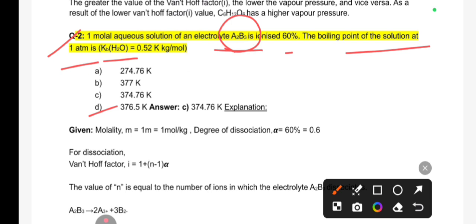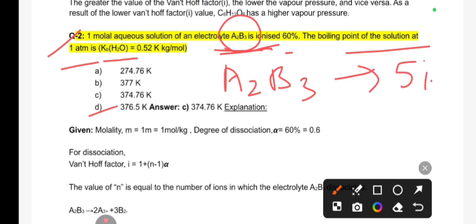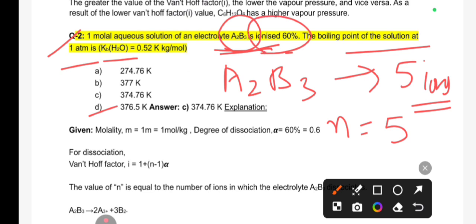How do you have to solve this? First you should know this compound will dissociate, because the word written is ionized. If you break the compound A2B3, how many ions will be formed? Total 5 ions. Then the value of n is equal to 5. Why have we not taken i equal to 5 here? Because it is only 60% dissociation. If it completely ionized, then n would become equal to i. Otherwise you have to take the number of ions, that is equal to n.